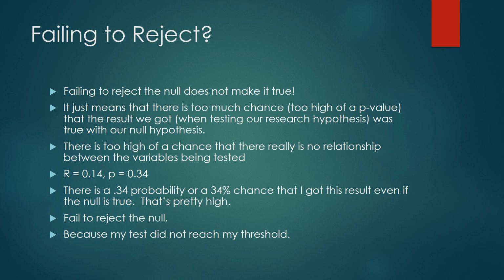If we have an example of a test where a correlation coefficient is 0.14 and a p-value is 0.34, that means that there's a 0.34 probability, or a 34% chance, that I got this result even if the null is true, and that's pretty high. And that's entirely possible. The null could be true. There could be no relationship between those variables at all. It's still going to throw you a correlation of 0.14, but with a p-value of 0.34, it's a pretty high chance that it was purely by chance. So we failed to reject the null because my test did not reach my threshold.